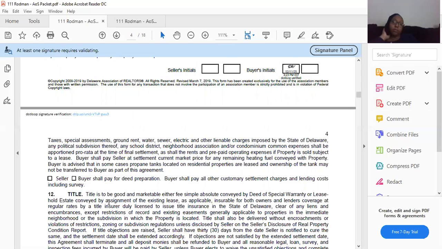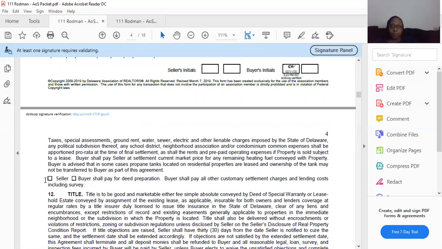I know that people up north don't do a lot of mobile home sales, but they do happen down in lower parts of Delaware. There are a lot of mobile home parks down there where you do have to pay a transfer tax, and Section 11 covers that.